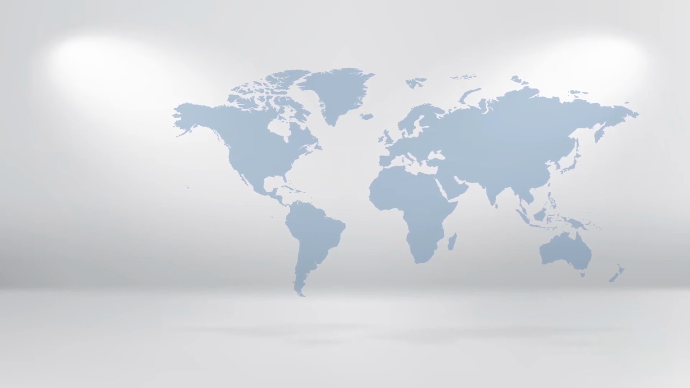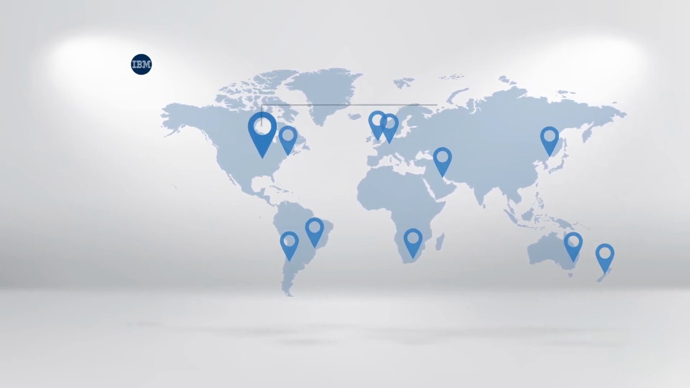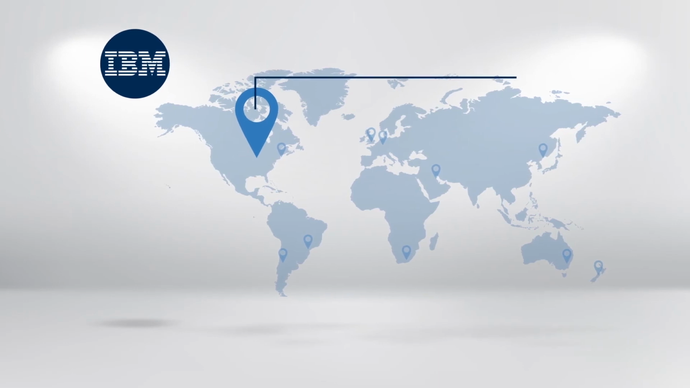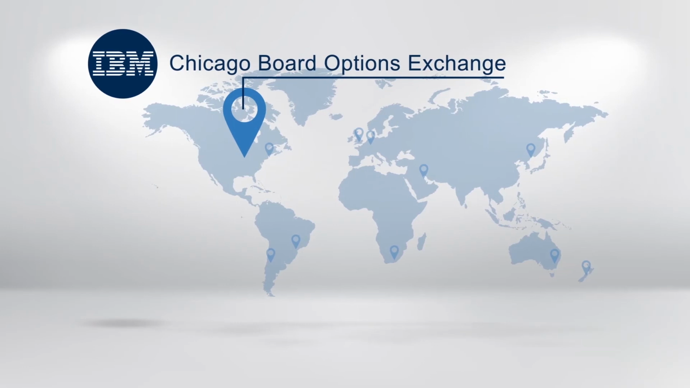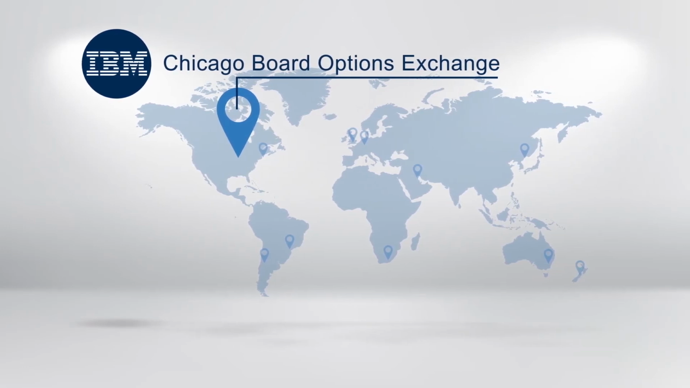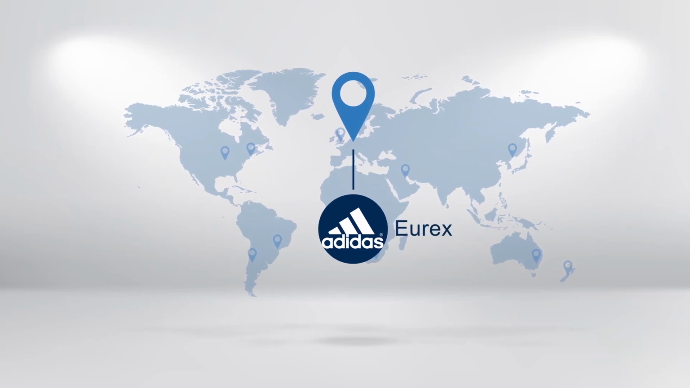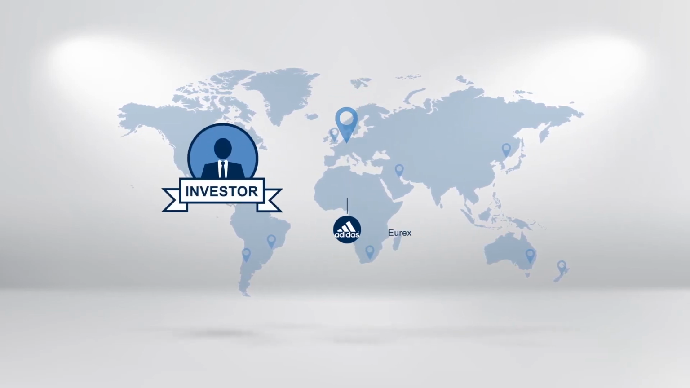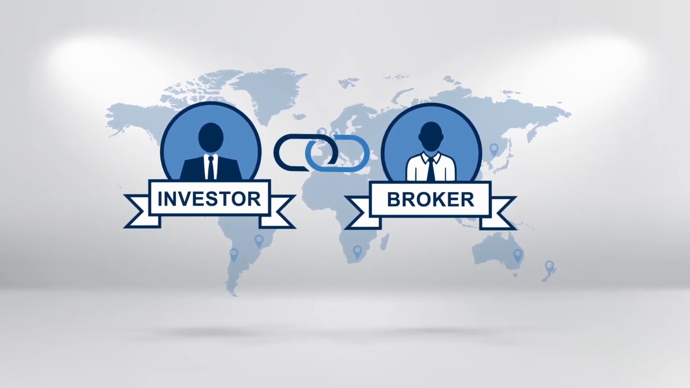Just like stocks, options are listed and traded on exchanges around the world. For instance, options on shares of IBM are listed on Chicago Board Options Exchange, or CBOE, the world's largest options exchange, while shares of Adidas list options on Eurex. An investor will access the exchange through a broker like Saxo Bank.